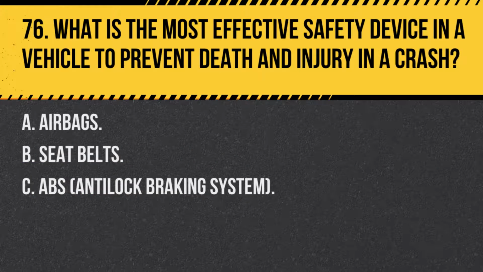Question 76. What is the most effective safety device in a vehicle to prevent death and injury in a crash? A. Airbags. B. Seat belts. C. ABS, Anti-lock braking system.